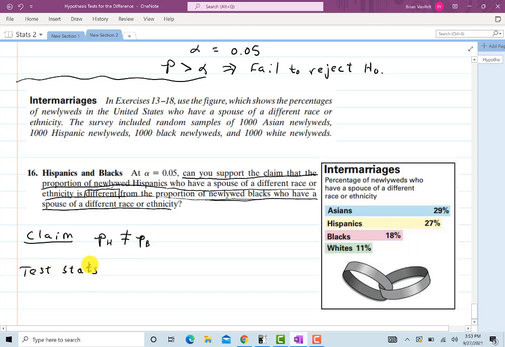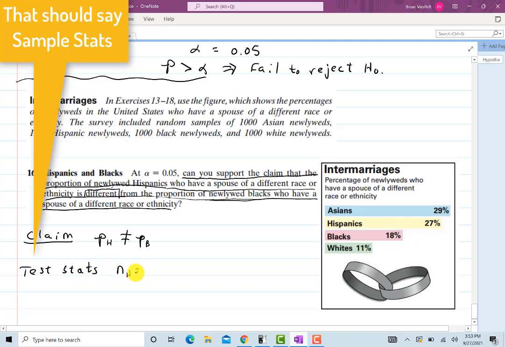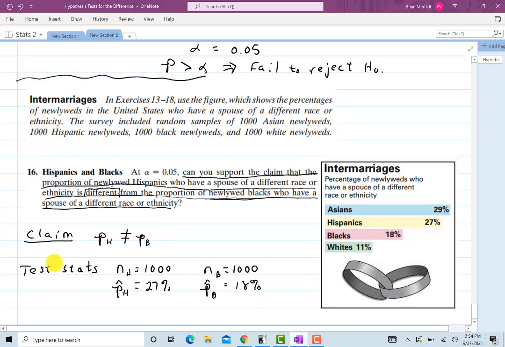look like the following. We have the number of Hispanics was 1,000. Well, all these sample sizes were 1,000, which is always nice. And then the sample proportion for Hispanics is given in the picture. We can see that that's 27%. And the sample proportion for blacks is also given in the graphic, and that's 18%. So we want to test the claim at alpha equals 0.05.